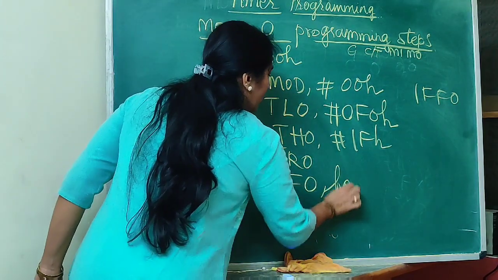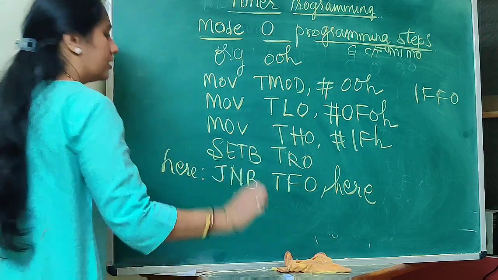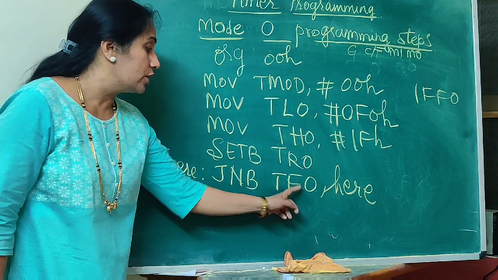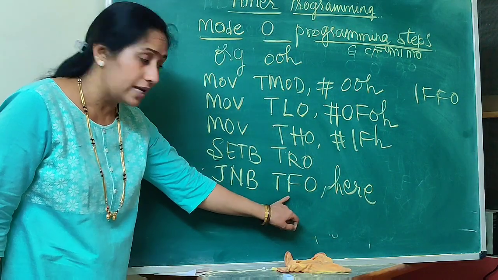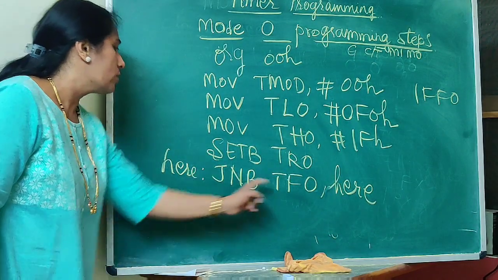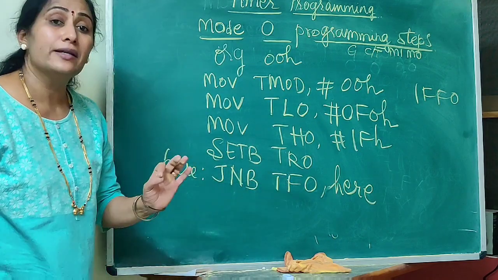So I am going to write over here a comma and the label. So jump if the bit TF0 is not set. If the condition is satisfied, that means if it is 0, then it is going to jump to the label here. That means it is going to keep here only, watching this particular flag till it gets set.